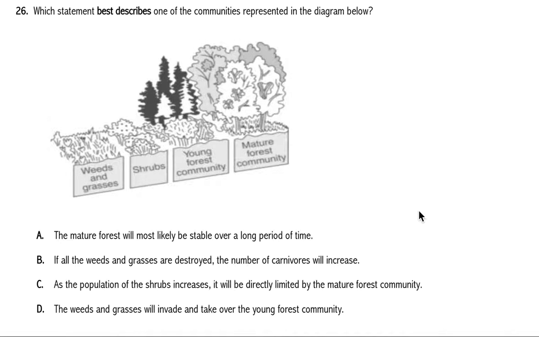Question 26. Which statement best describes one of the communities represented in the diagram below? A, the mature forest will most likely be stable over a long period of time. B, if all the weeds and grasses are destroyed, the number of carnivores will increase. C, as the population of the shrubs increase, it will be directly limited by the mature forest community. D, the weeds and grasses will invade and take over the young forest community.